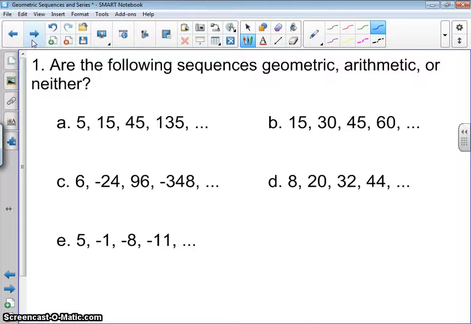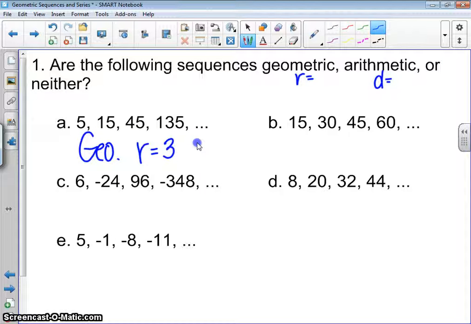So we're just going to look and see if these sequences are geometric, arithmetic, or neither. If they're geometric, we're going to find the r value, and if they're arithmetic, we'll find the d value. So for A, I'm going to look and see what the pattern is. I'm looking to see what I would do to get from 5 to 15, 15 to 45, 45 to 135, and that would be multiplying by r. So this is a geometric sequence, and my r value is 3.